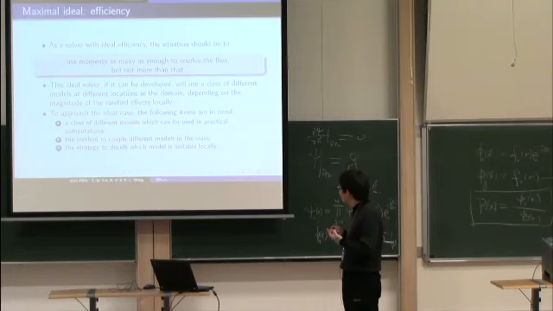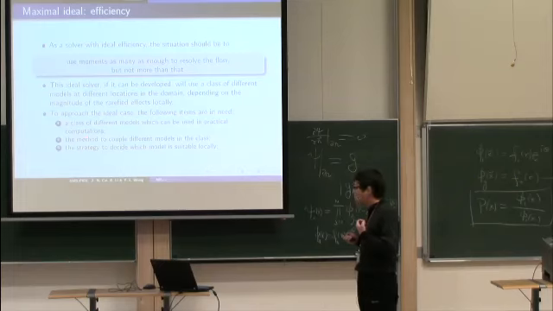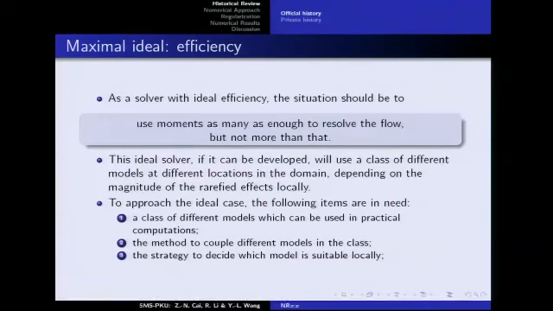To approach such a case, we will at least need the following items. The first thing is that we need a class of different models, and these models can be used in practical computations. The other thing is that these different models should be coupled, and we need a method to couple these different models. And the last thing is that we need a strategy to decide which model is suitable locally.